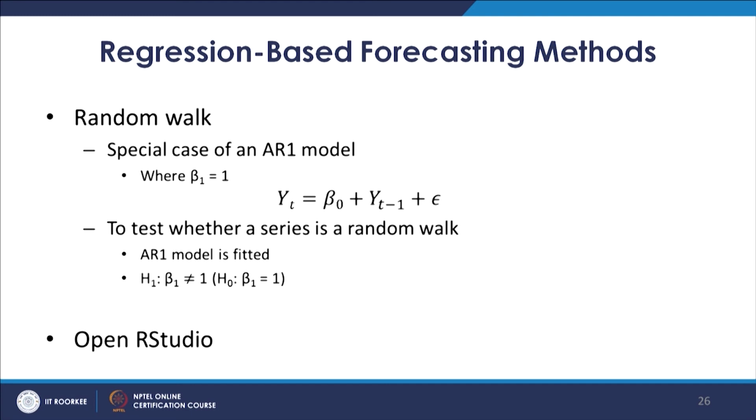Now how do we test? To test whether a series is a random walk, an AR1 model is fitted. So that is the first step. Essentially we are checking this hypothesis: whether beta 1 is equal to 1 or not. The alternate hypothesis is beta 1 not equal to 1. If beta 1 is equal to 1, then the null hypothesis is going to be accepted. That means the series is a random walk. If it is not accepted, then probably there is some scope for forecasting that series.